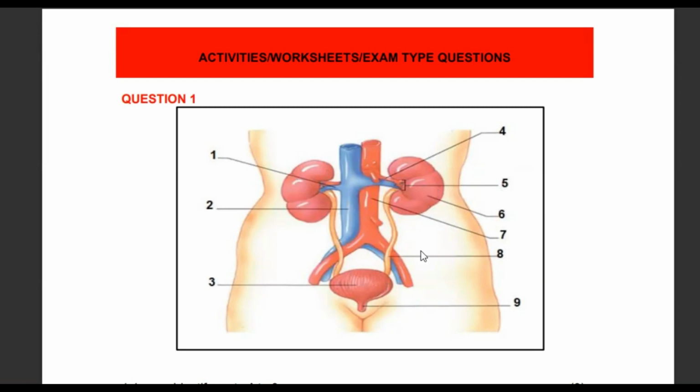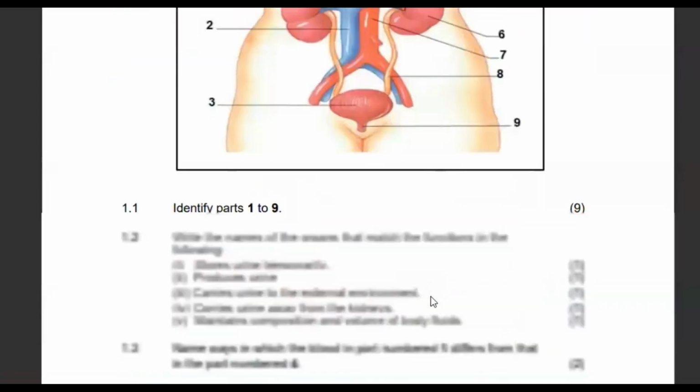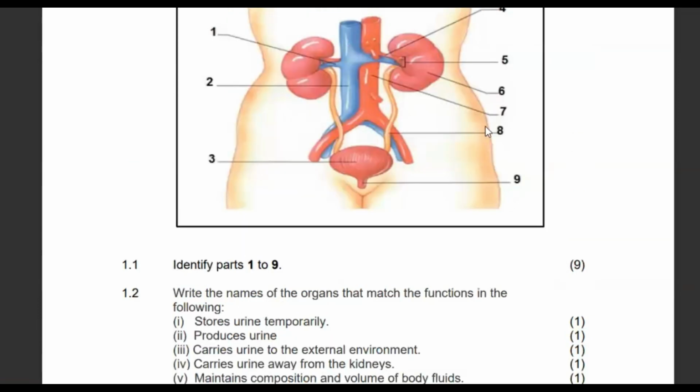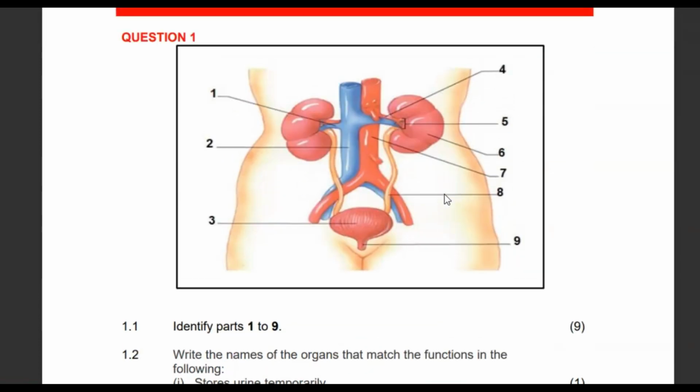At least you need to know how to label this so that when you are asked a question concerning this, you are able to answer. All right. Identify part 1 to part 9. What are you going to say? Part 1. What are you talking about when they ask you about part 1? Part 1 is a blood vessel.